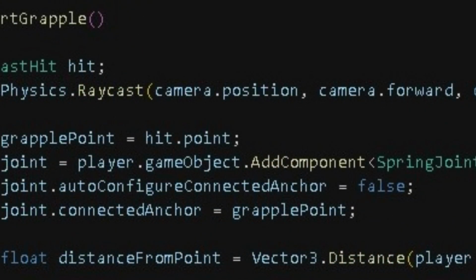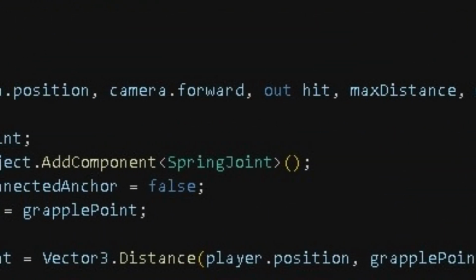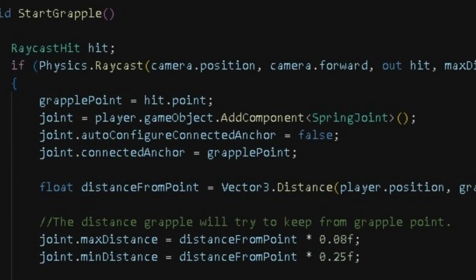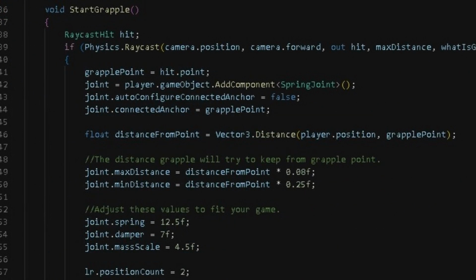Then we want to use float variable and make the distance from point vector 3 distance and include player position and grapple point position in it. Then in these two lines the grapple will try to keep the distance point. Then in these 4 lines we will try to adjust these values for your game.